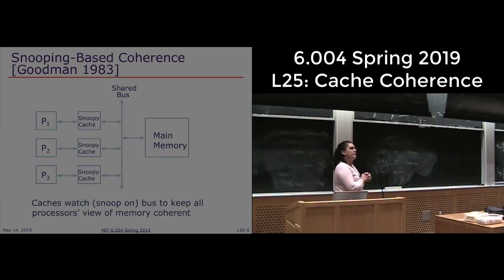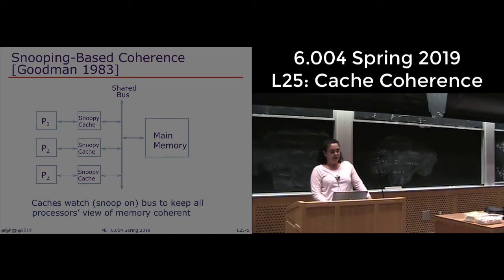Okay. So let's start talking about what it means to have snoopy-based cache coherence. Essentially our memory model looks like this. Do you guys see my mouse? It's a little tiny. You have multiple processors, and each of them has their own private cache. And then all of these caches are connected to a shared bus, which is also connected to the main memory.